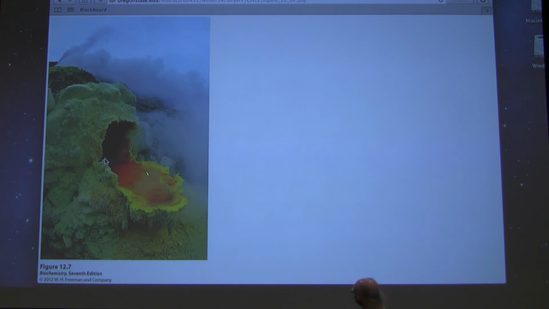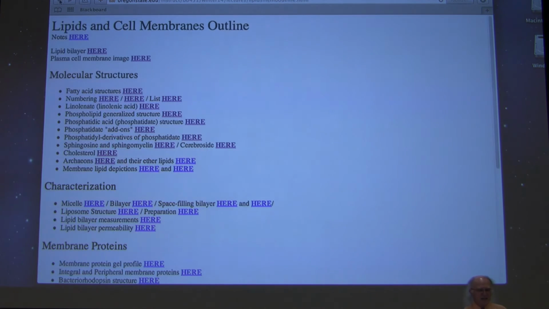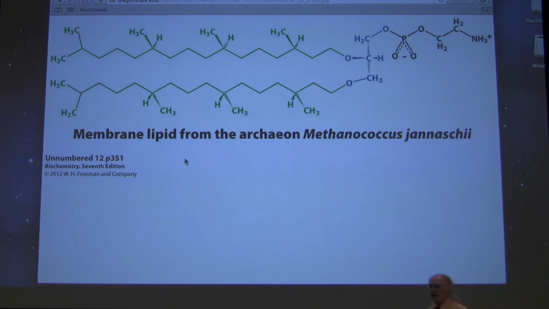I like this figure. This shows a hydrothermal vent in Yellowstone National Park. And these vents are kind of ugly. Inside of these vents where there's boiling water, there are microbes that live. Pretty hard to imagine, but they actually live in this boiling environment. These microbes that live here tend to have a slightly different kind of lipid in their membranes.